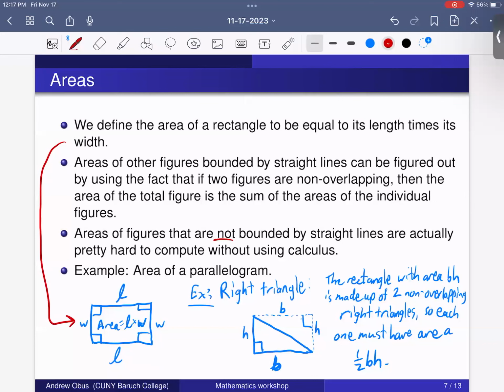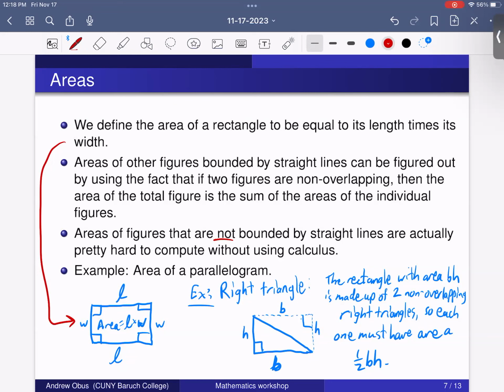So we're mostly going to be talking about straight line figures, so we're not going to have to use calculus. When we talk about circles, I'll give an argument for why the area of a circle should be pi r squared. But more or less, it's very hard to do this without calculus. And if you want to calculate the area of an ellipse or any other kind of curved figure, a cardioid or something like that, you're just not going to be able to do it without calculus.